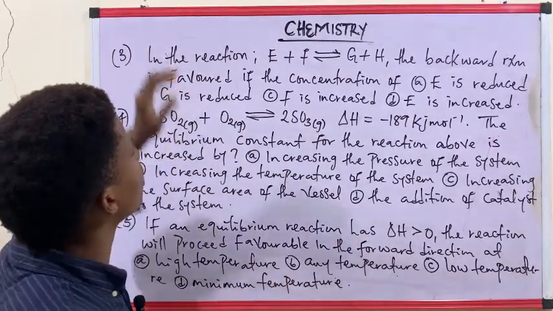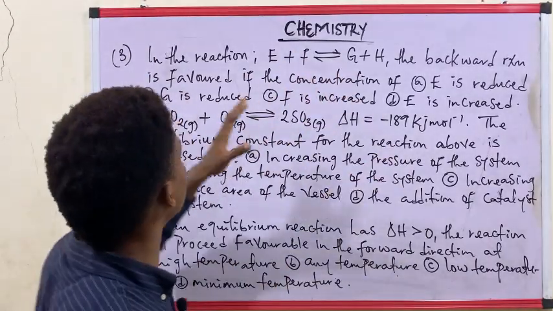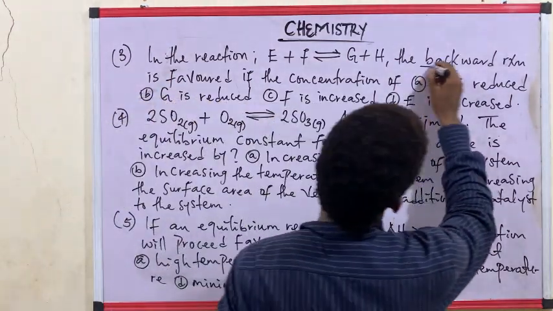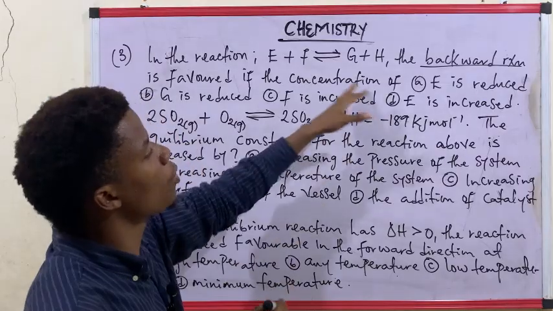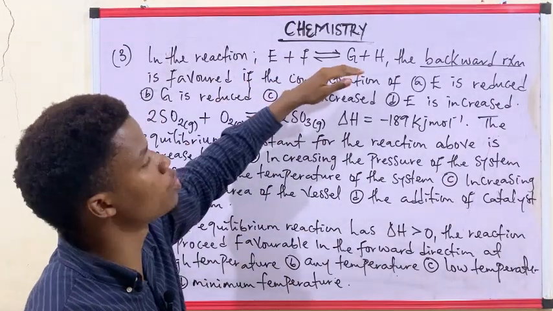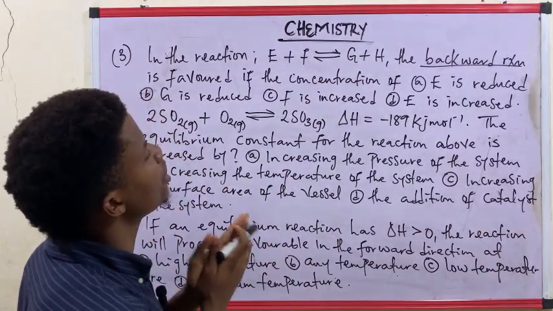Okay, class, now let's look at question 3. It says A plus F gives G plus H. The backward reaction is favored if, now we're looking at the backward reaction. So which among these options is going to favor the backward reaction, which is the left? Forward is talking about the right. So option A, E is reduced.